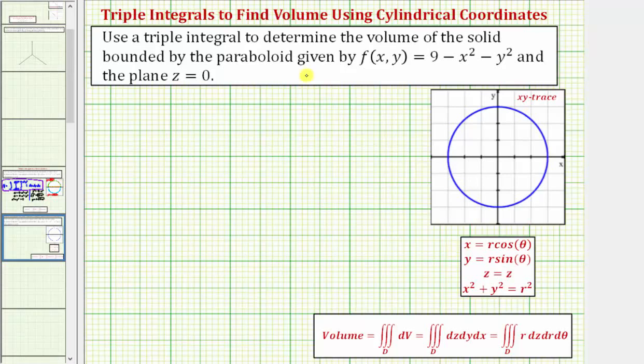We want to use a triple integral to determine the volume of the solid bounded by the paraboloid given by f of x comma y and the plane z equals 0, which would be the xy plane. And for this example, we'll be using cylindrical coordinates to determine the volume. Let's first look at this graphically.